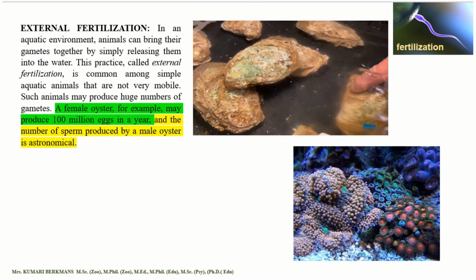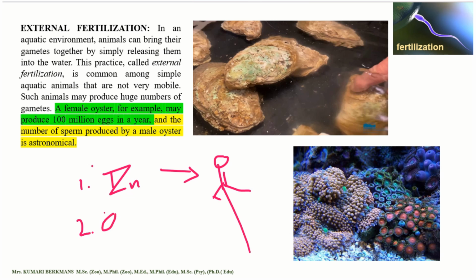And one more important thing you are going to see is the female oyster. There are two types of fertilization. One is internal fertilization, which takes place inside the body. If the fertilization takes place outside the body, then it is called external fertilization.